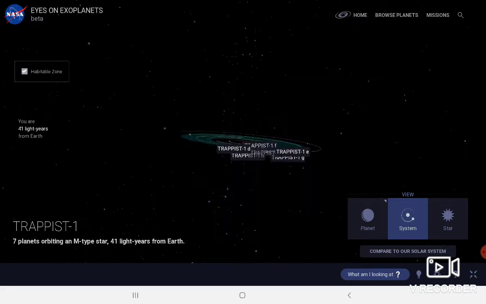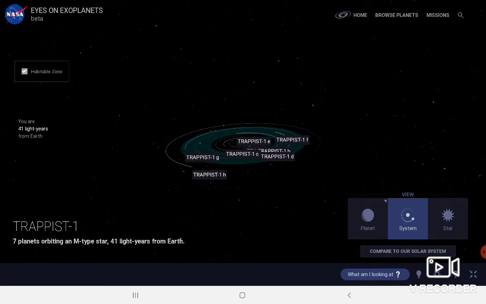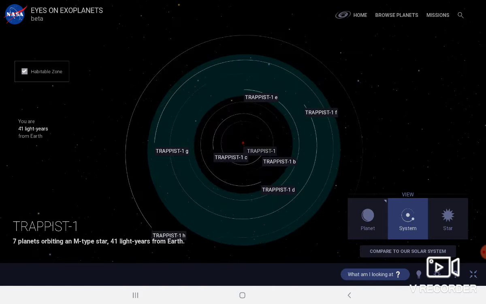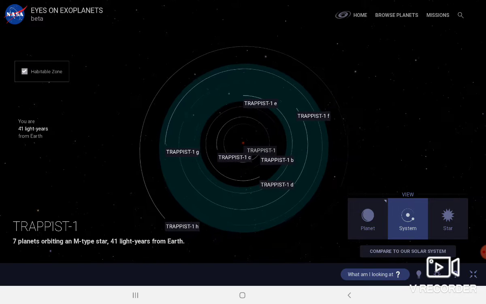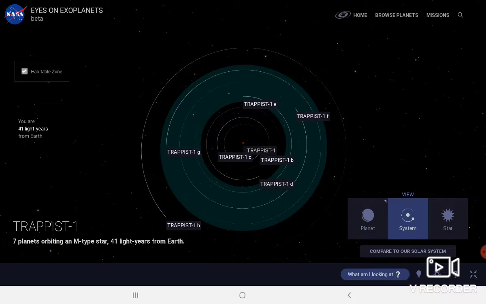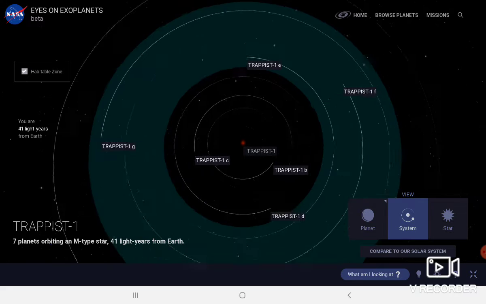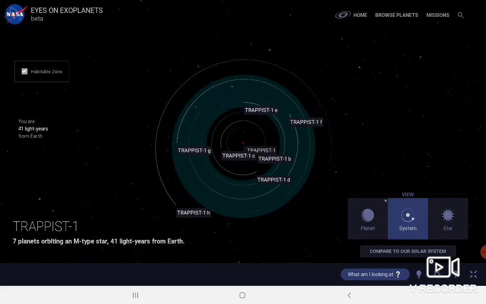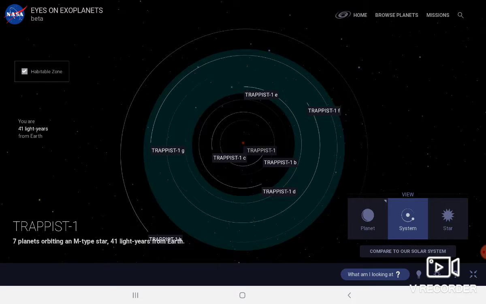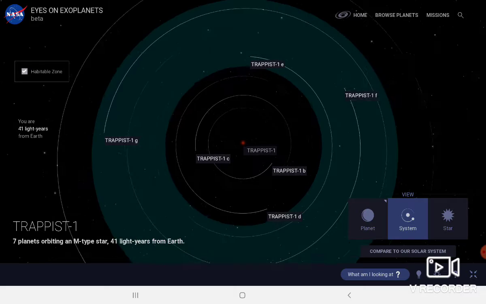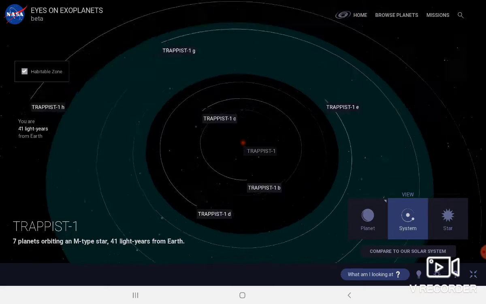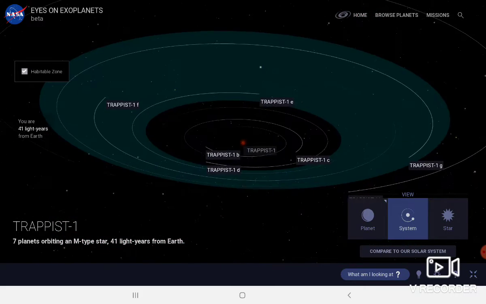So first, more information: the TRAPPIST-1 system lies in the Aquarius constellation. TRAPPIST-1 system lies in the Aquarius constellation.